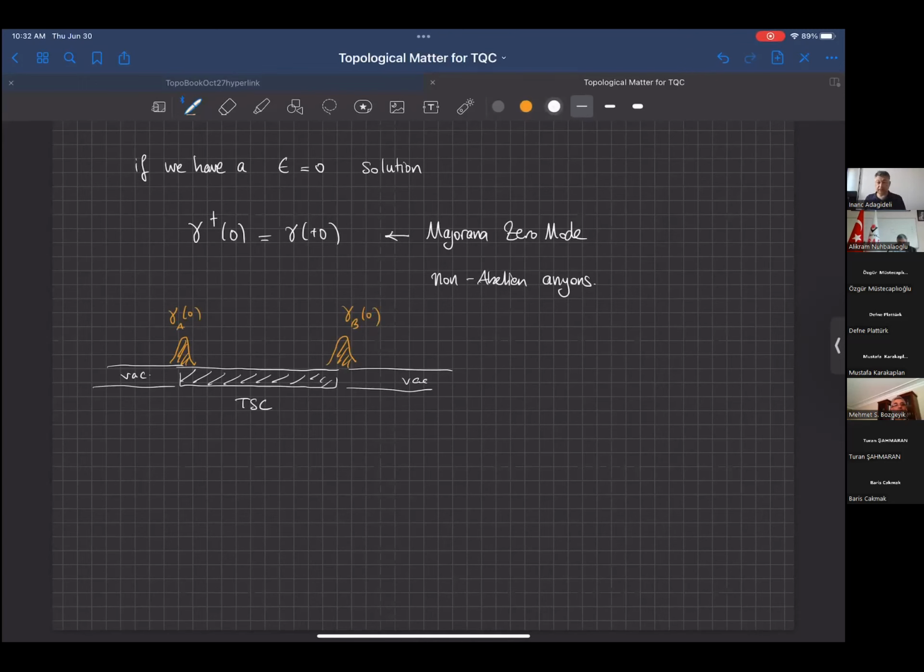So now the key thing is that whenever this happens, you can actually form a fermion operator by combining these. You have gamma A plus i gamma B, divided by two, and you call this a fermionic operator C. And then you can, of course, have the same thing, gamma A minus i gamma B over two, would be C dagger, and you can immediately show that C and C dagger satisfy fermionic commutation relations. Now you say, okay, so this is a very good thing.